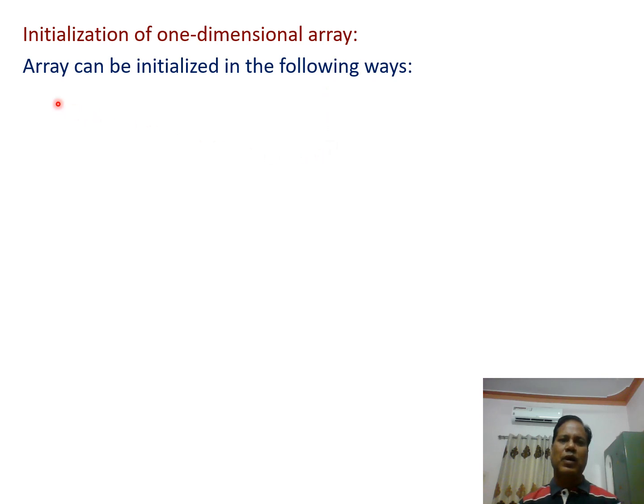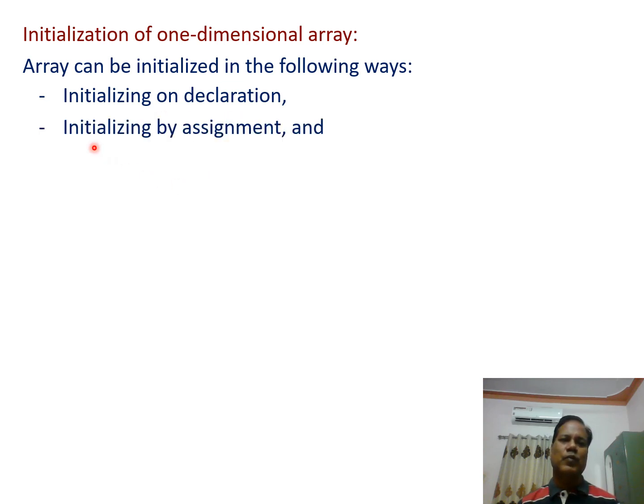Initialization of one-dimensional array. An array can be initialized in the following ways. Initialization at declaration. While declaring the array, we can initialize its elements. Initialization by assignment and runtime initialization. So in these three ways we can initialize, which means we can set initial values of each of the elements.